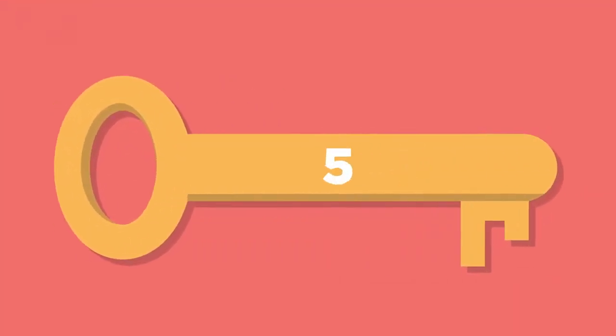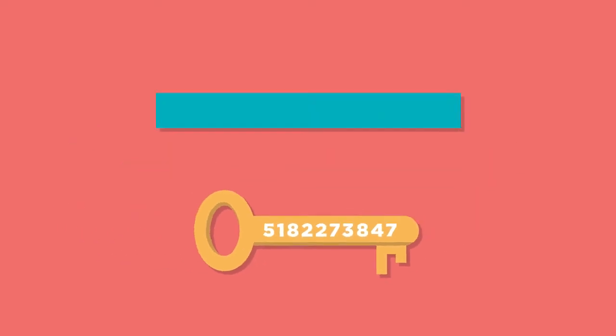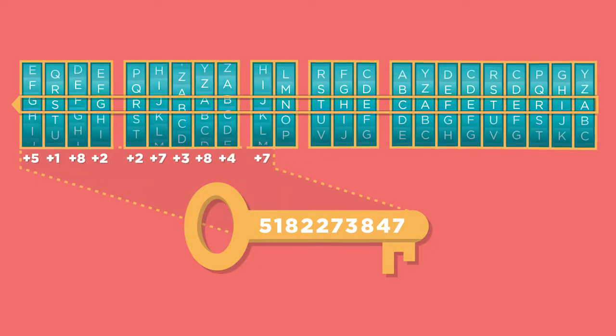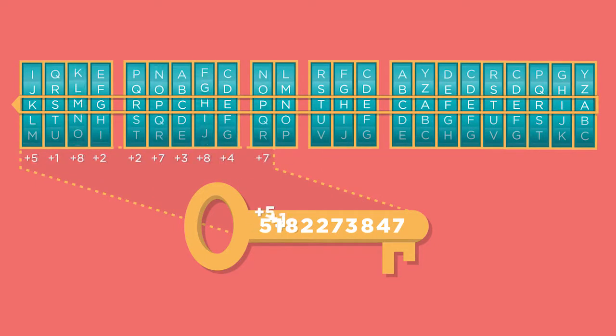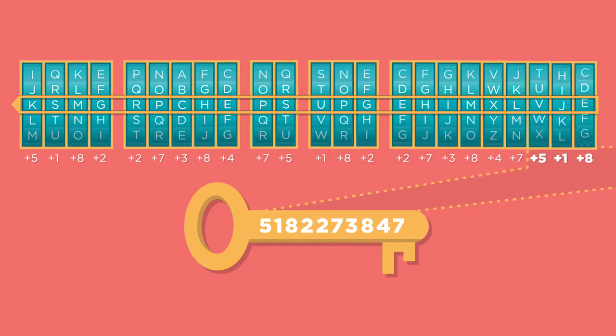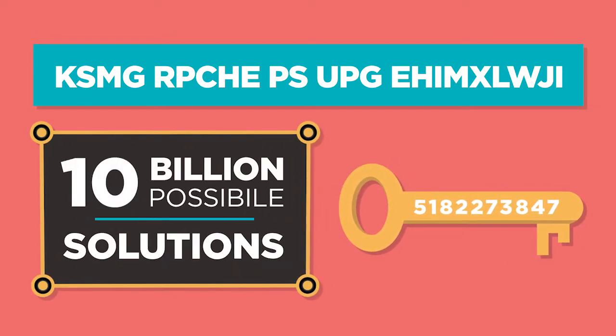Instead of shifting every letter by the same amount, let's shift each letter by a different amount. In this example, a 10-digit key shows how many positions each successive letter will be changed to encrypt a longer message. Guessing this key would be really hard. Using 10-digit encryption, there could be 10 billion possible key solutions. Obviously, that's more than any human could ever solve. It would take many centuries.